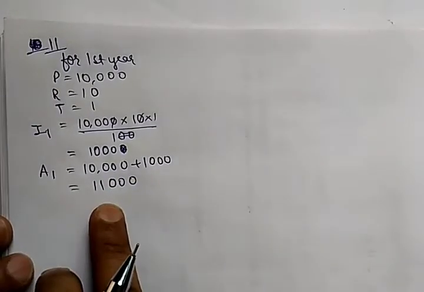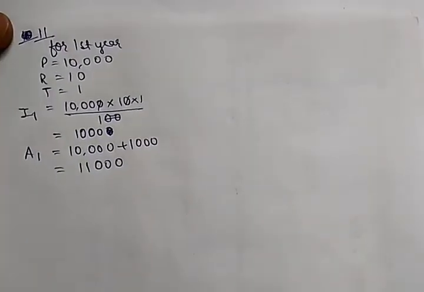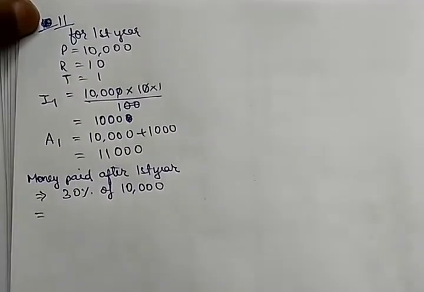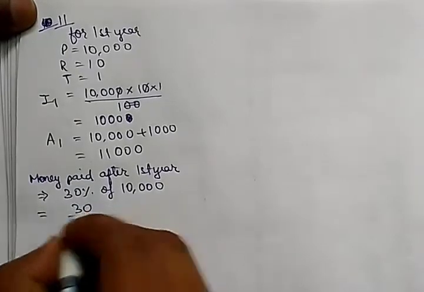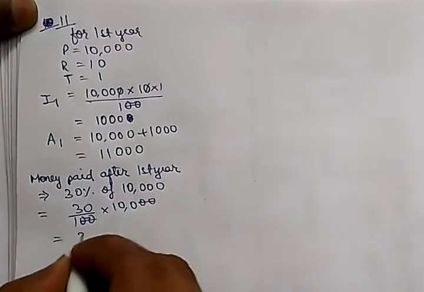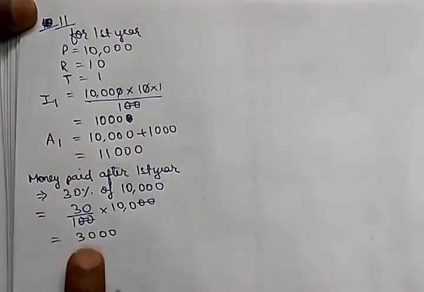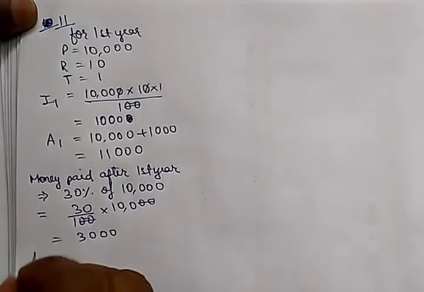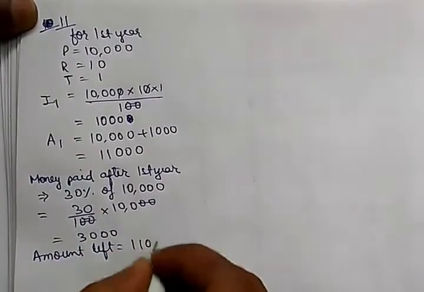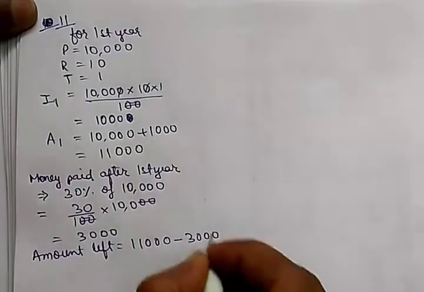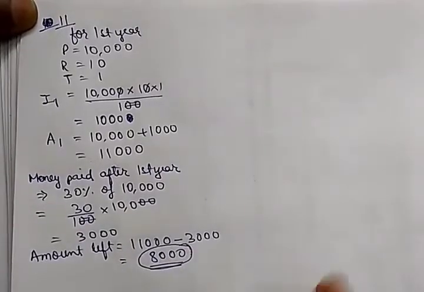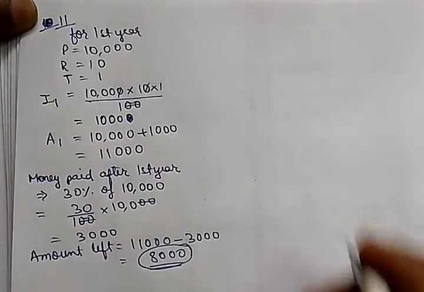This is the amount at the end of the first year. So the money paid after the first year, that is 30% of the 10,000. So 30 by 100 into 10,000, that is rupees 3,000, means 3,000 he has repaid. So amount left is equal to 11,000 minus 3,000, that is equal to 8,000. Now this will be the principal for the next year.